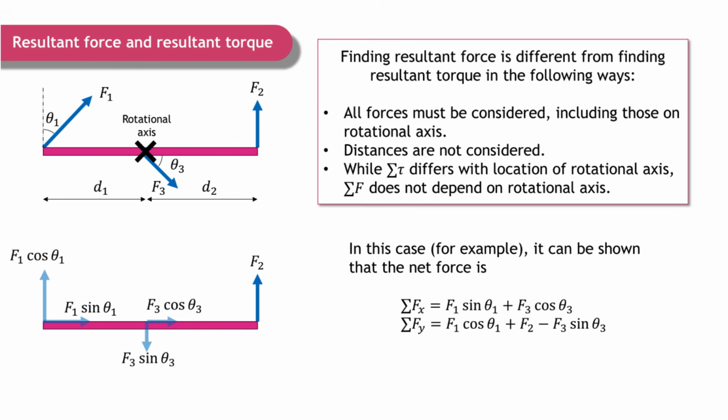Finally, don't confuse resultant force with resultant torque. For resultant force, we include every force, even those acting through the rotational axis, and distance is not involved. However, for resultant torque, the distance from the rotational axis is essential, and forces acting through the axis produce zero torque. Another important difference is that the net force is independent of the choice of rotational axis, whereas the net torque depends on where the rotational axis is chosen. Keep these differences in mind because students often mix up these two concepts.